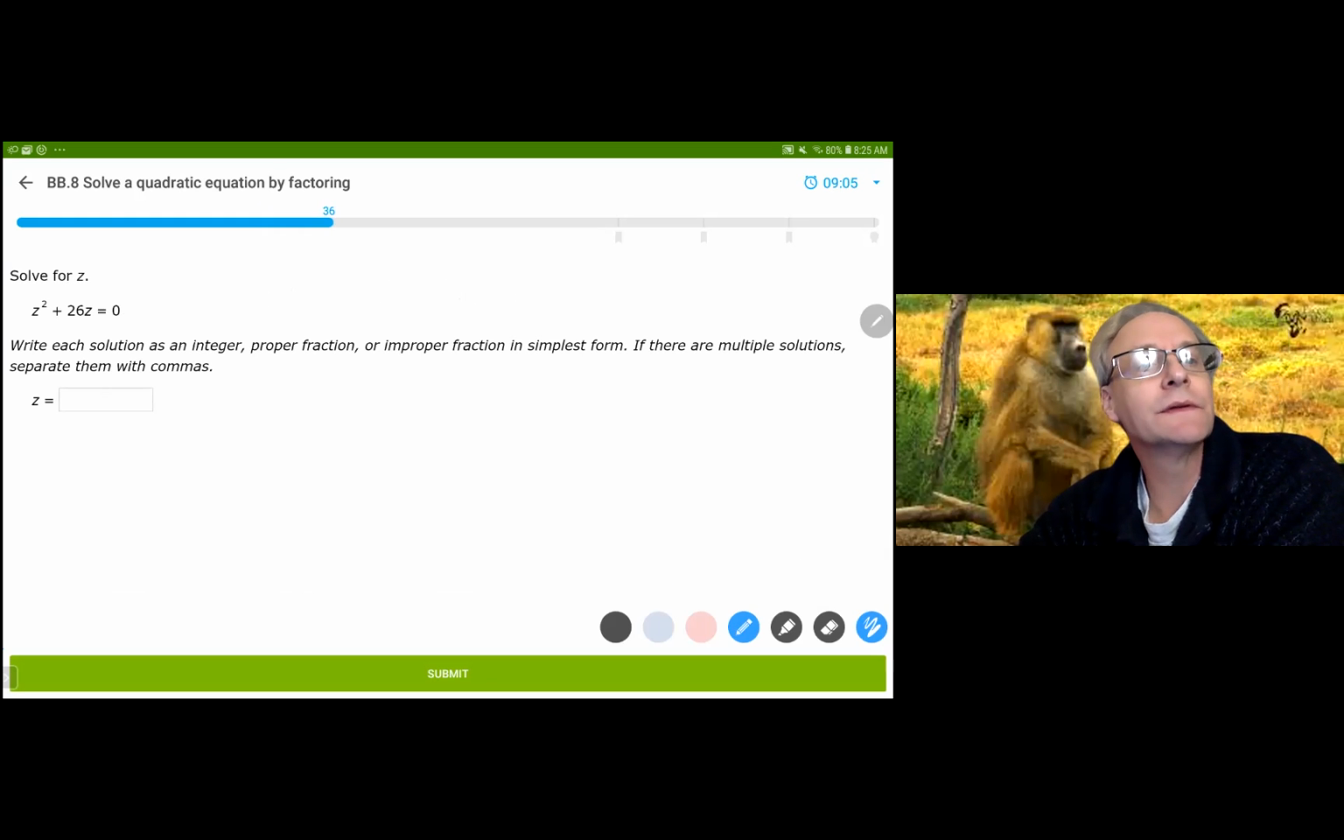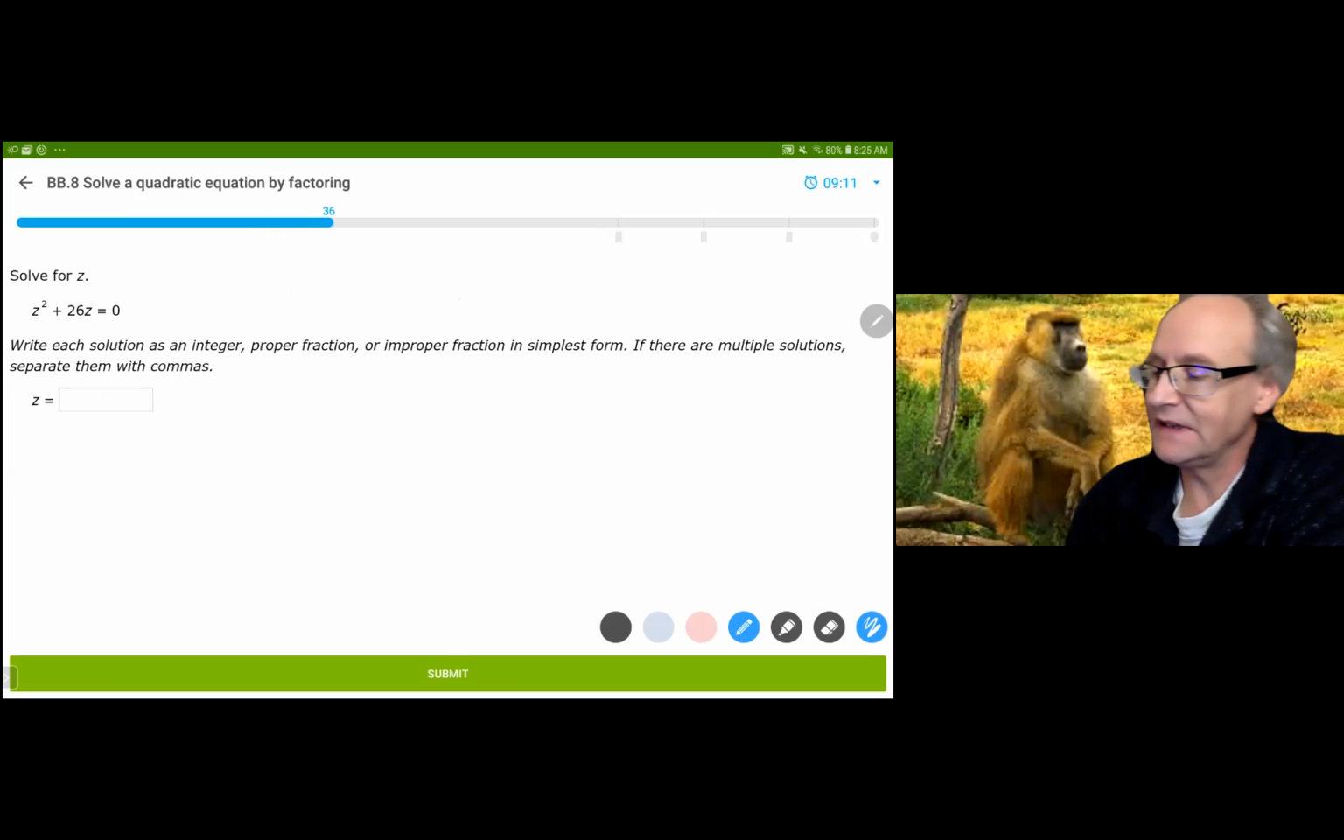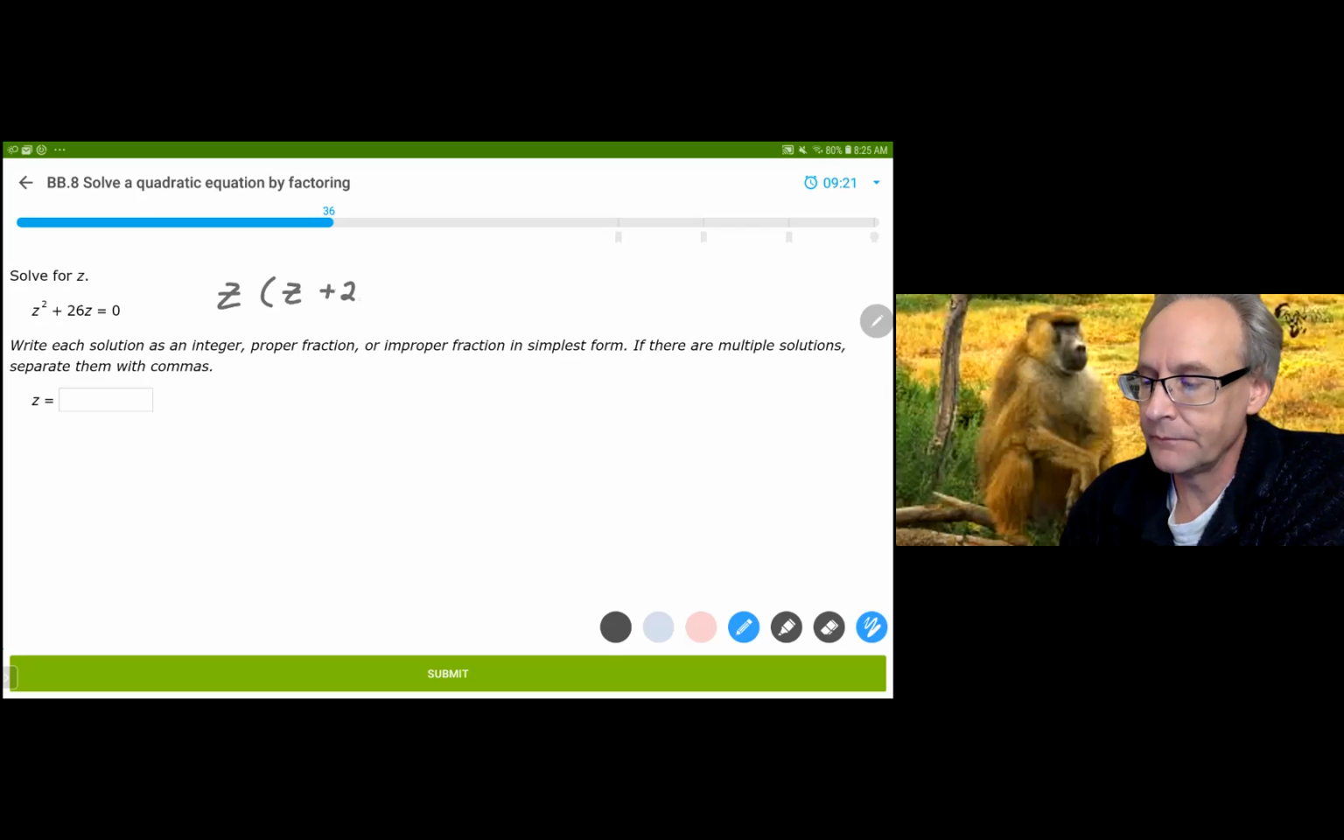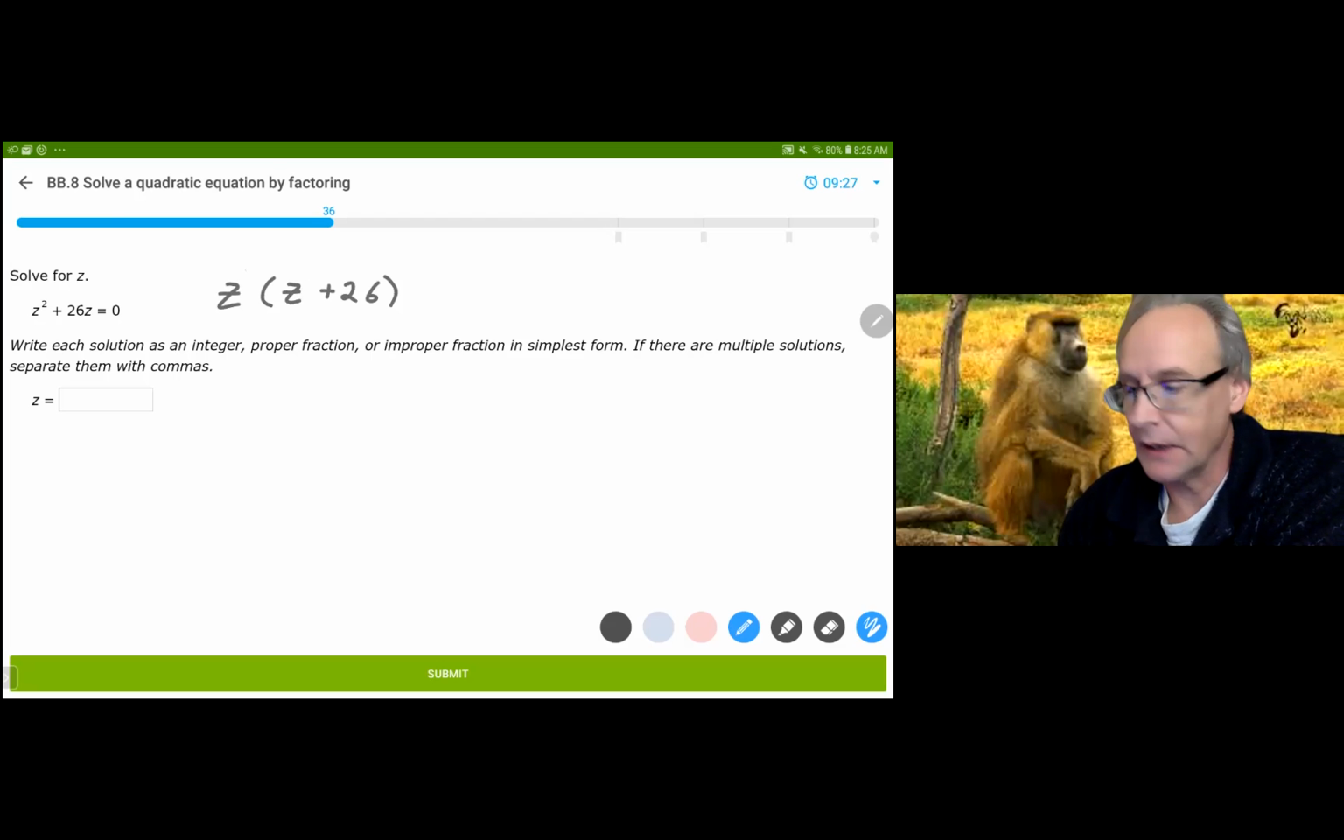Let's see if we have a better one this time. Okay, now this one's a different situation. This one has z's, and I can take the z out. So what I'm doing is undistributing the z. And I know that if I take the z out, I have a z left inside plus 26. All I did was factor a z out of each term. It's the opposite of distributing. You can see if I distribute the z, I get z squared plus 26z equals 0.